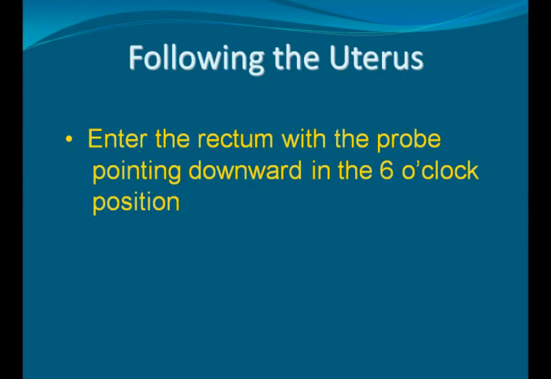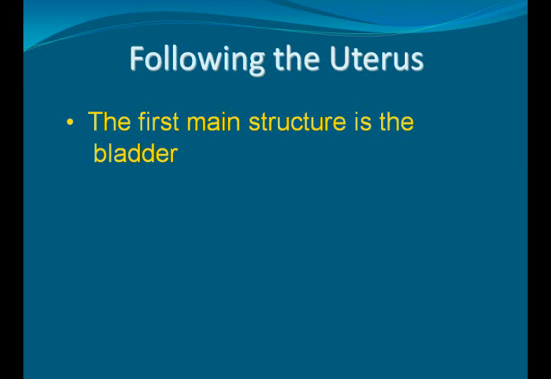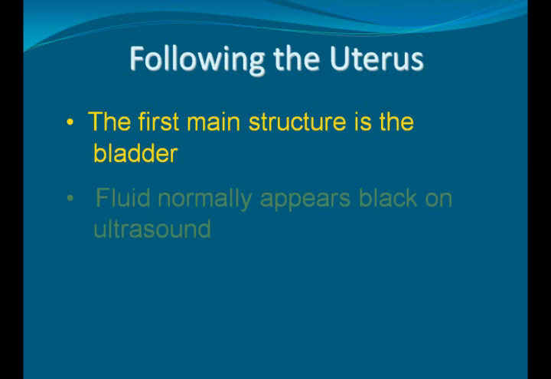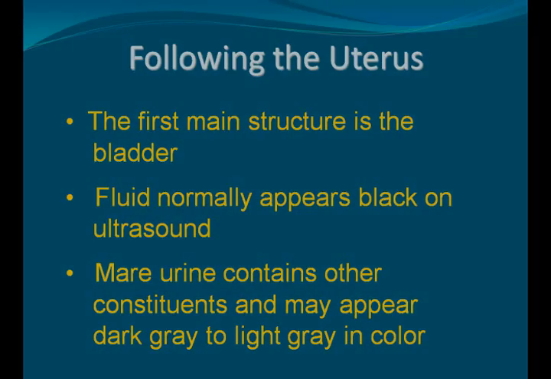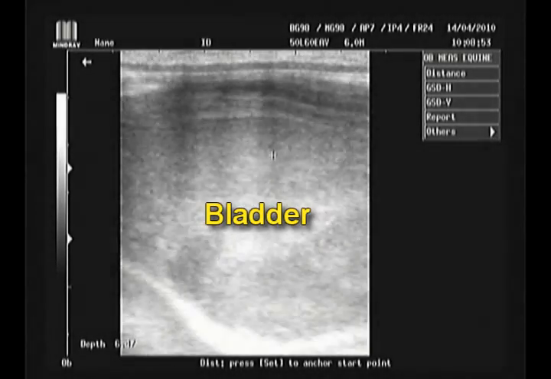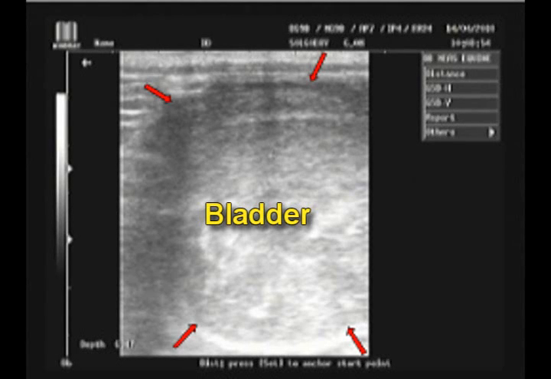Upon entering the rectum with the probe pointed downward in the 6 o'clock position, or perhaps at 5 or 7 o'clock, the first main structure that you will run into will be the bladder. Normally fluid appears black on the ultrasound screen. However, mare urine contains other constituents and can appear anywhere from dark gray to light gray in color. In this image, the bladder is light gray in color and also very large, which is normal. Red arrows have been placed on the image to indicate the borders of the bladder.